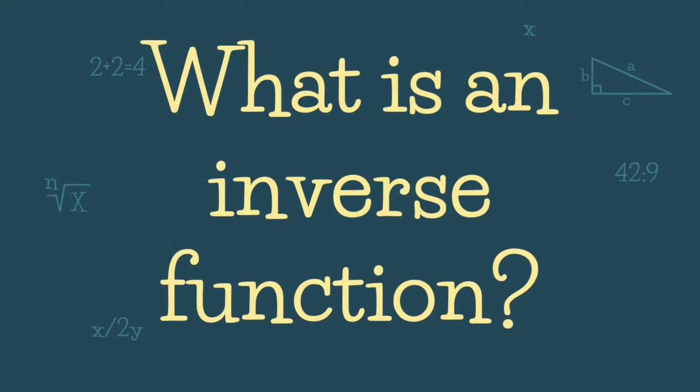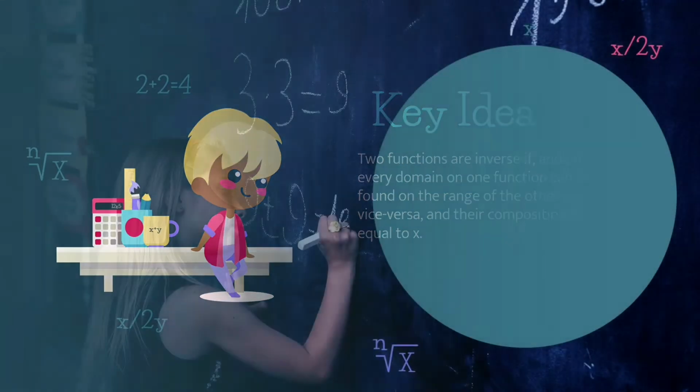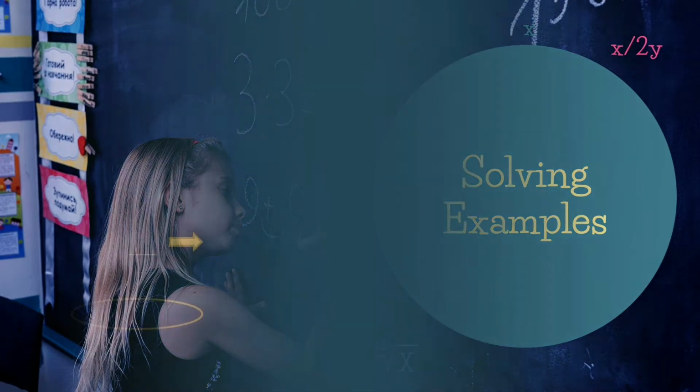What exactly are inverse functions? Two functions are inverse if and only if every domain of one function can be found in the range of the other and vice versa, and their composition is equal to x. To further understand, let us solve some examples that are provided.